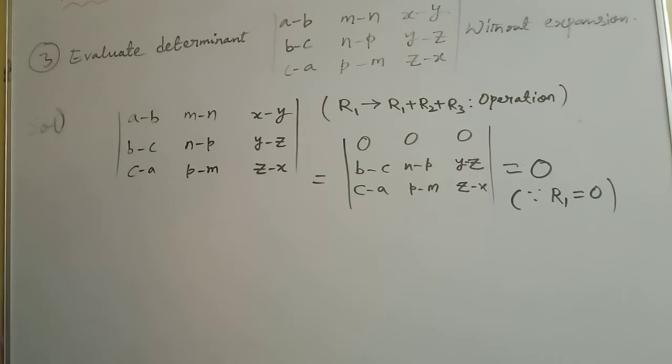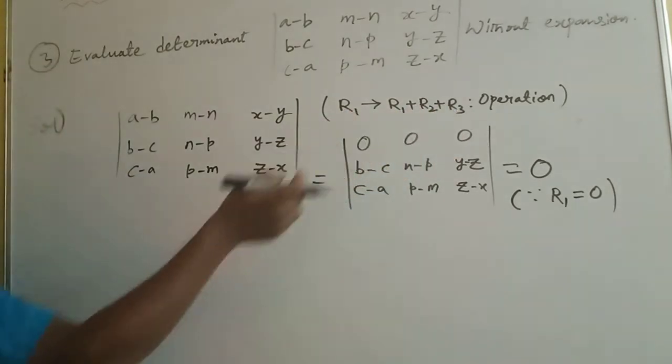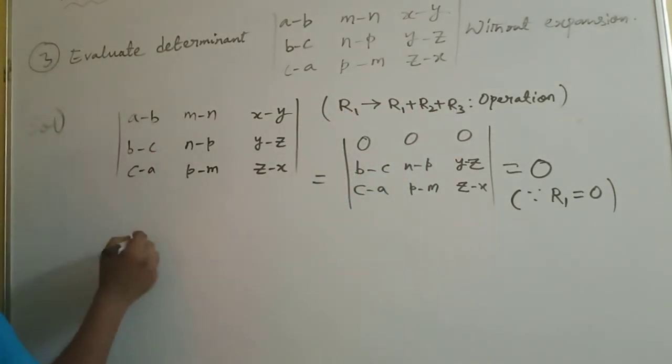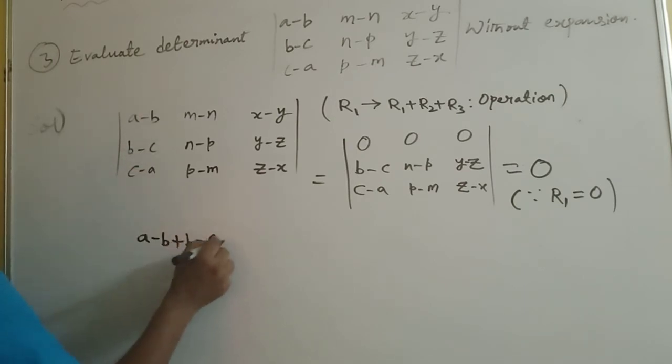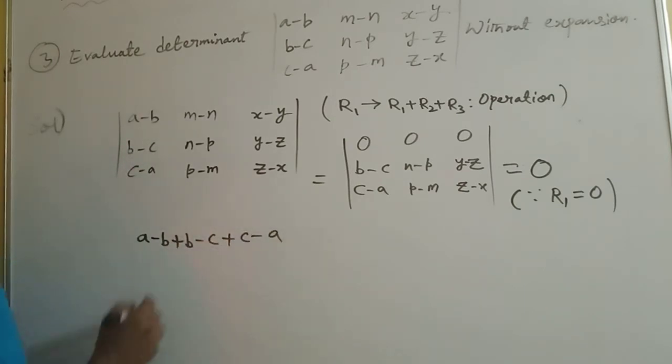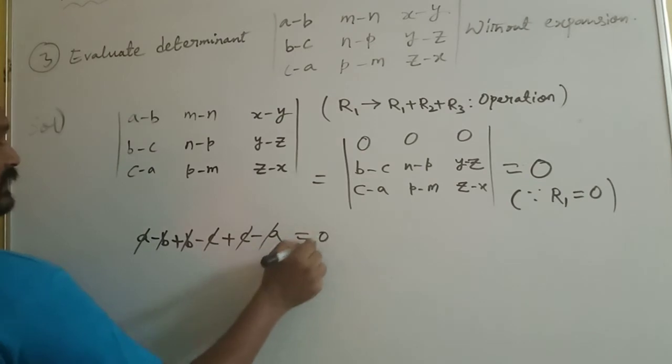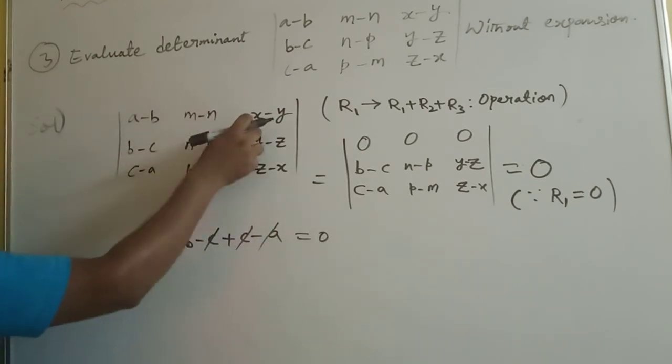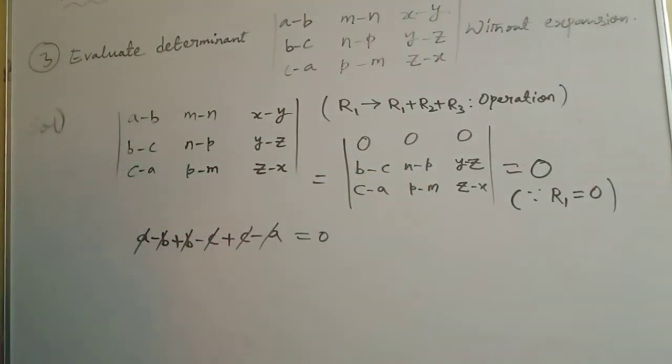Okay, so that is about your third problem. And if you have any doubt, you can ask here. R1 plus R2 plus R3, how it is? One example I will show here. A minus B plus B minus C plus C minus A. Plus A minus A cancel, plus C minus C plus B minus B cancel, you get as 0. Similarly, this and this also, in that way you get as 0.